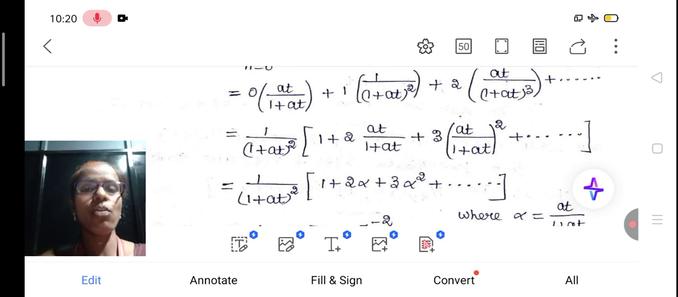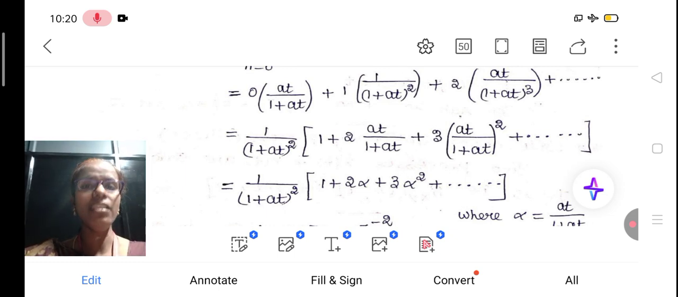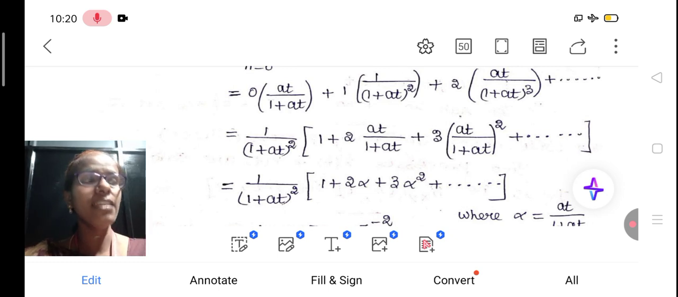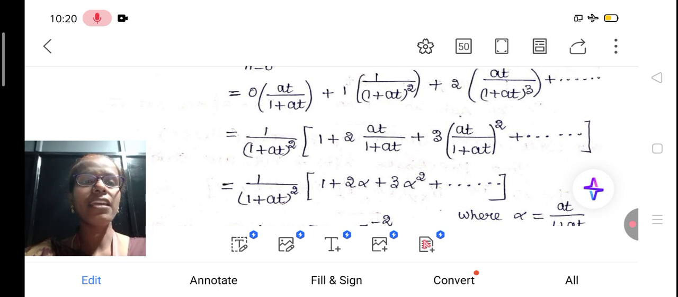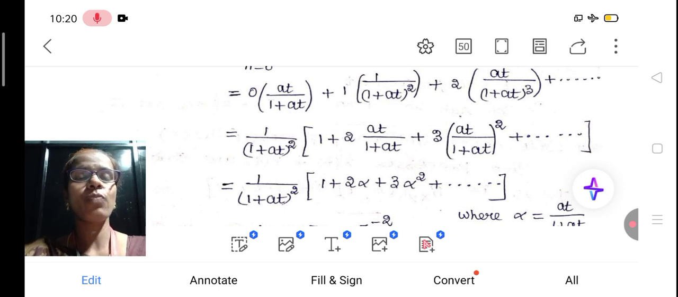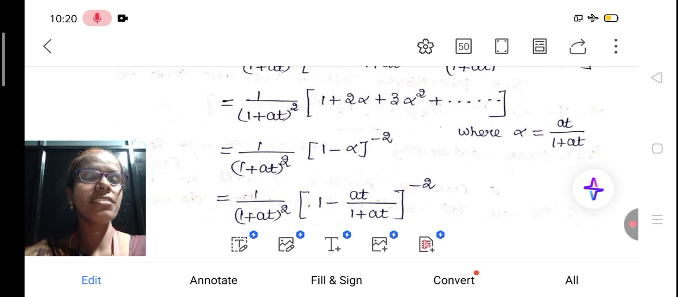Now just leave the first term, which is 0, and in the remaining terms, 1 by (1 plus at) the whole square is common, take it outside. The remaining thing is 1 plus 2 into at by 1 plus at, and the next thing is 3 into (at by 1 plus at) the whole square plus etc. We take that term at by 1 plus at as alpha. So 1 plus 2 alpha plus 3 alpha square plus etc. We can write this as a binomial expansion.